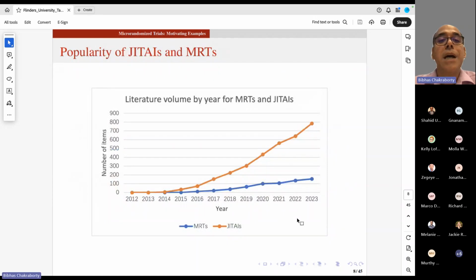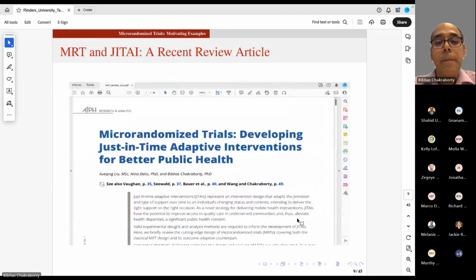Okay, so these GTIs and MRTs have been getting popular over the years, as you can see from the trends. And here is one of our articles, a review article that appeared in the American Journal of Public Health last year. My PhD student is the first author. So this is a very accessible article, not too technical. If you are interested in this area, you might want to take a look.